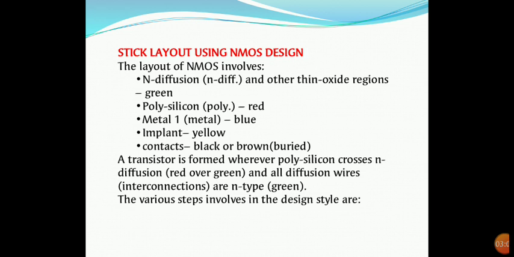So the transistor is formed wherever the polysilicon crosses N diffusion, red over green, and all diffusion wires that are interconnected layers are green. The steps used for designing the NMOS using stick layout will be discussed in the next video.